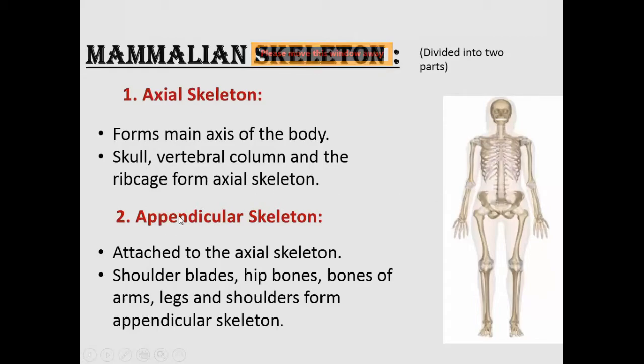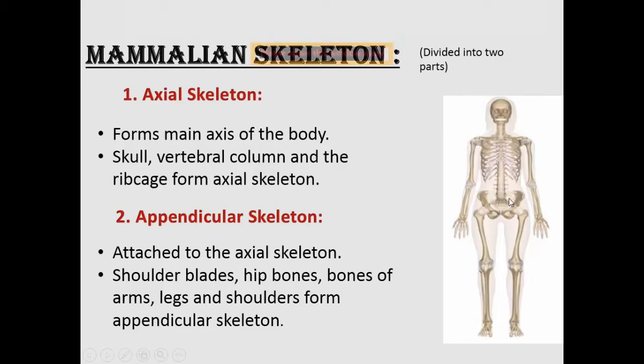Okay, now the second one is the appendicular skeleton. It is attached to the axial skeleton. The shoulder blades, hip bones, and bones of the arms and legs form the appendicular skeleton. Here is the place of the shoulder blades. Then the hip bones, on the back side, that is the hip.